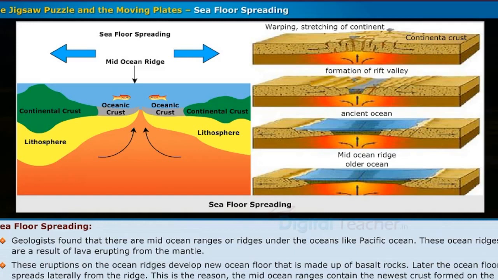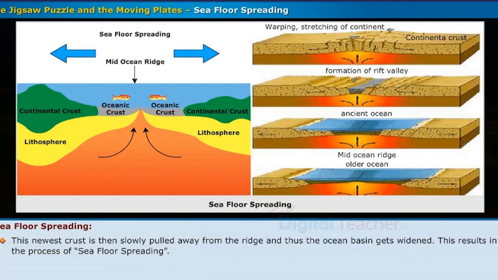This is the reason the mid-ocean ranges contain the newest crust formed on the planet. This newest crust is then slowly pulled away from the ridge and thus the ocean basin gets widened. This results in the process of seafloor spreading.